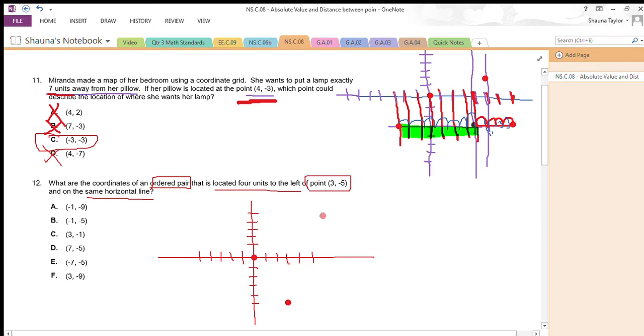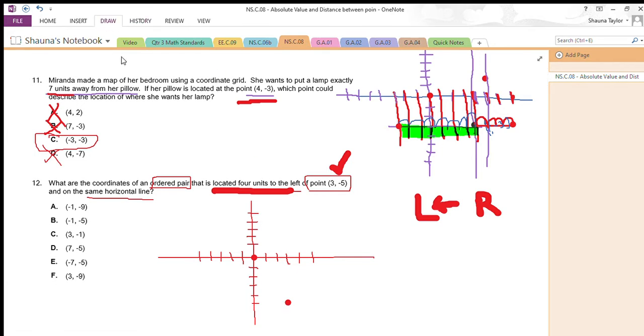So now that I've got this part check marked, I need another ordered pair, but it has to be located 4 units to the left. Hopefully we all know our left from our right. So left goes this way. Okay, there's my little arrow. So since I'm here, I need to go to my left. Let me try, let's go with a brown.